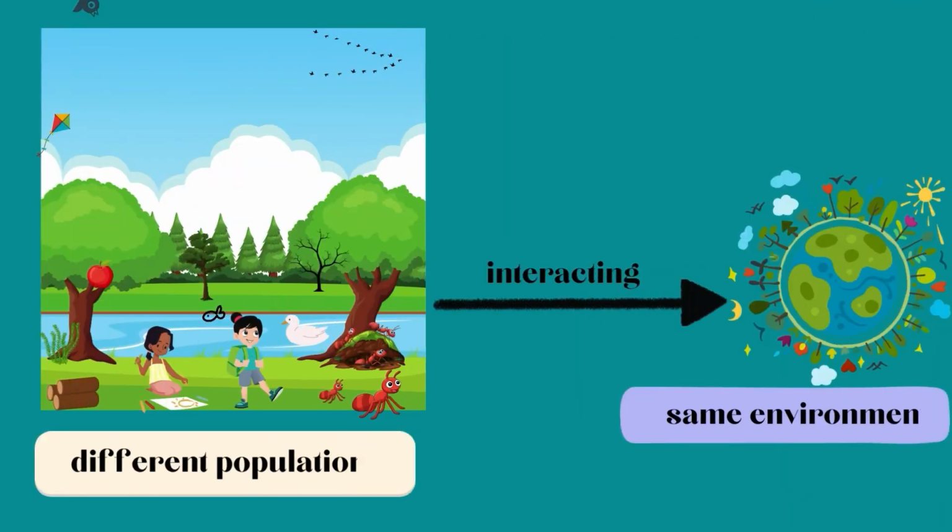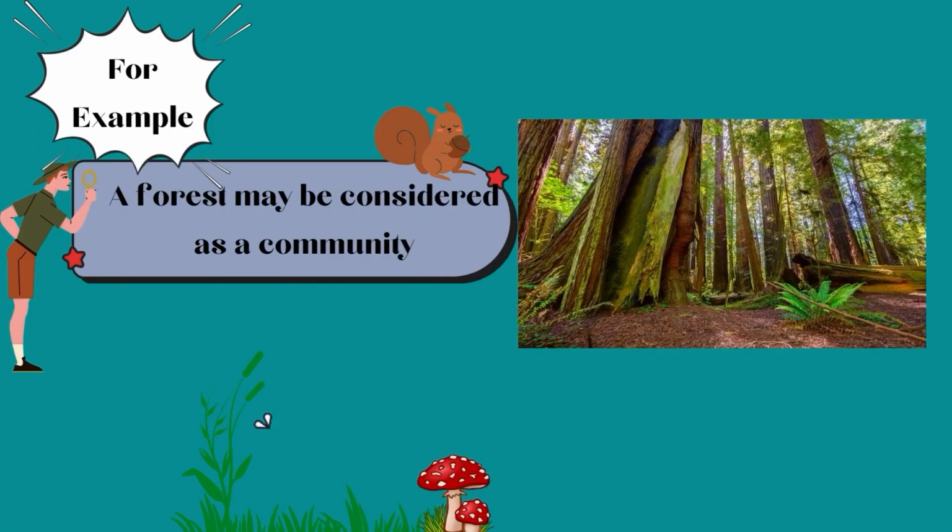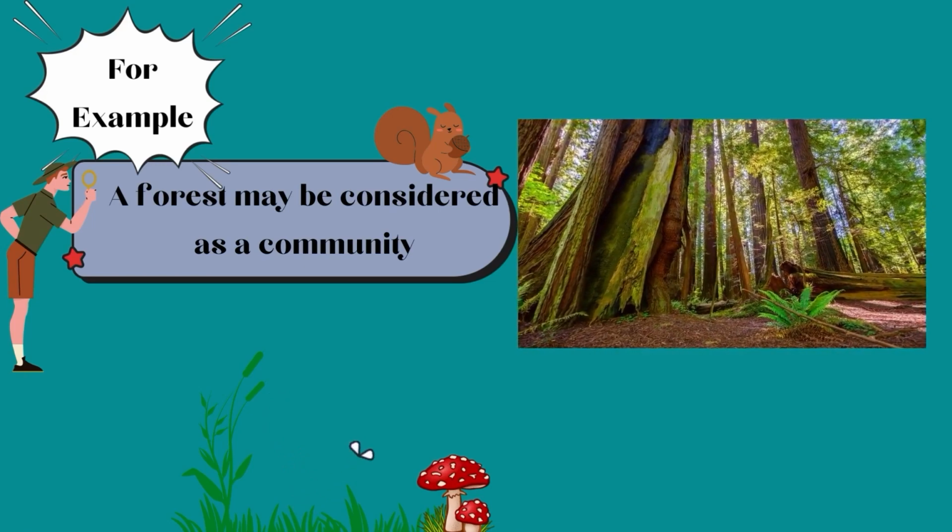This picture shows the presence of different populations like humans, which are children, and animals, which have interaction with each other within the same environment. So it is called community. A forest may be considered as a community, which is shown in the diagram.